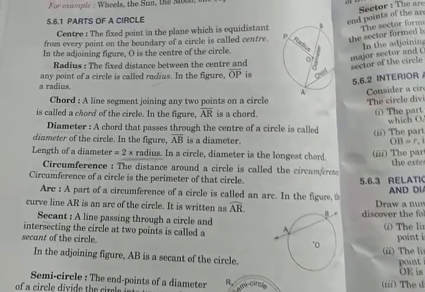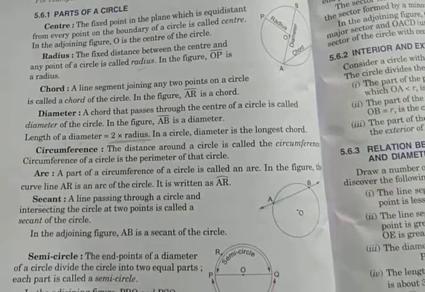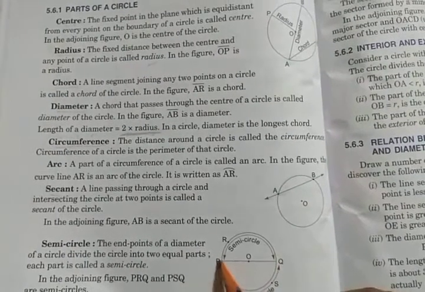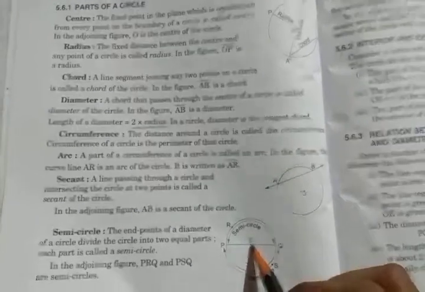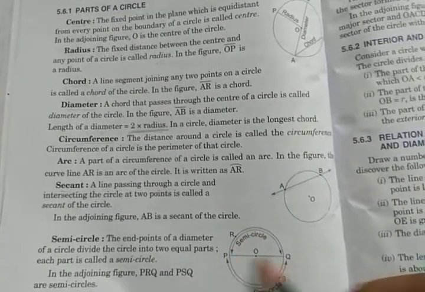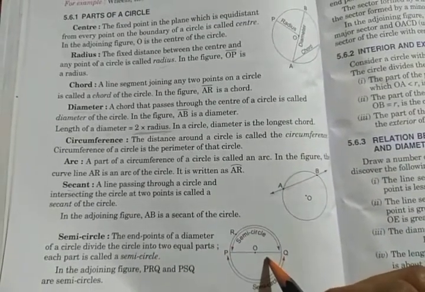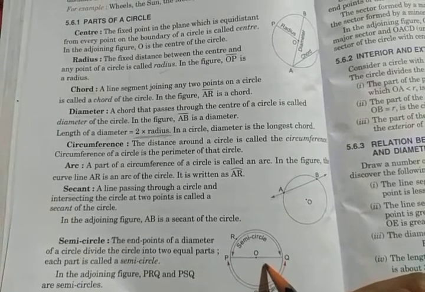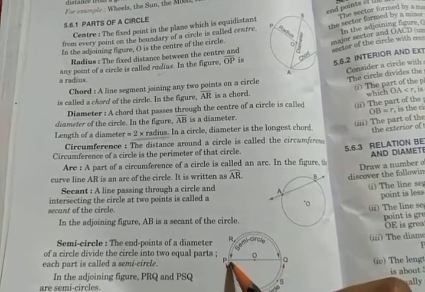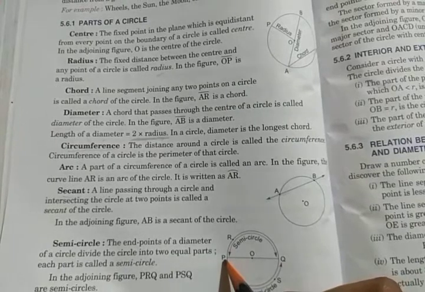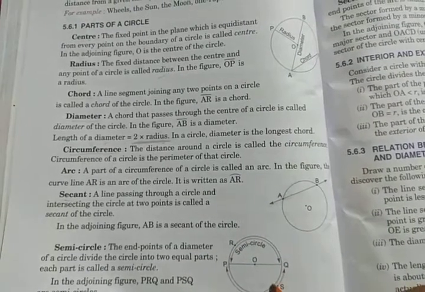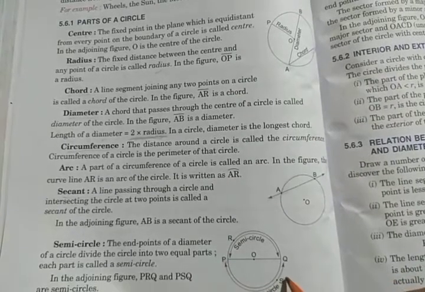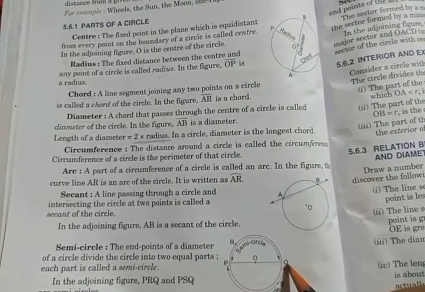Okay. Semicircle. The end points of a diameter of a circle divide the circle into two equal parts. Each part is called a semicircle. Here semicircle PRQ and another semicircle is PSQ. Okay.